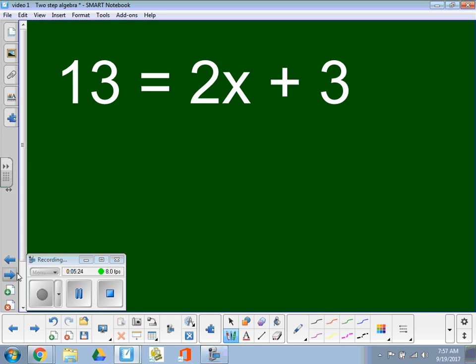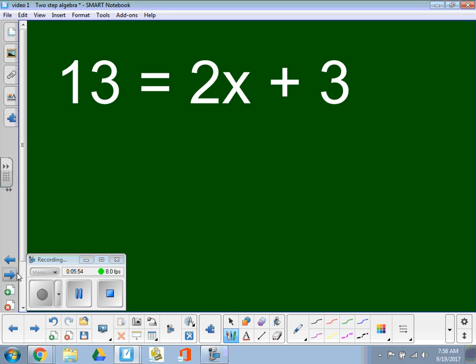One more example. This time, if you notice, our variable or our letter is on the right-hand side, but the same rules still prevail for algebra. We're trying to either get a letter equal to a number or a number equal to a letter. Now, this equal sign kind of divides the two sides of the equation. I have 13, a number by itself, equal to 2x plus 3, a letter and a number. Well, I want to try to get that letter by itself, the 2x.